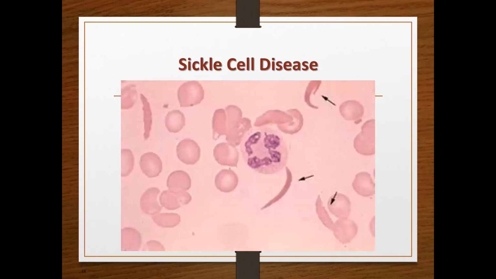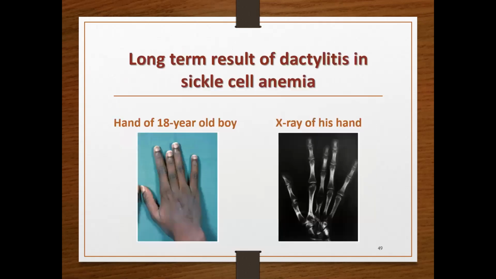This is a blood film showing sickle cell RBCs. This is a picture of the long-term result of dactylitis in sickle cell anemia. An 18-year-old boy has shortening of the fingers on his X-ray due to recurrent infarction of the microvessels of the hands.